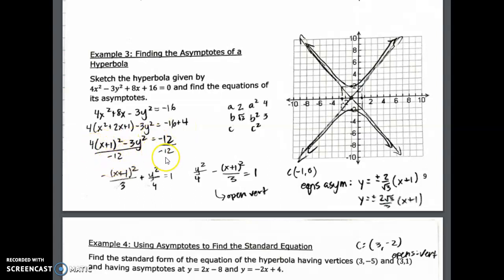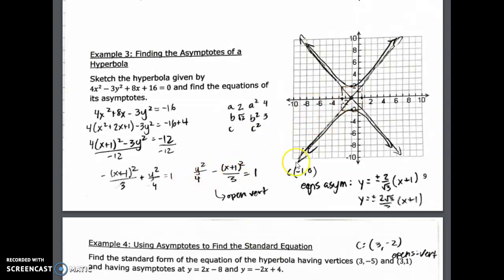So then when I do this, I end up with negative (x plus 1) squared over 3 plus y squared over 4. So in standard form of a hyperbola, we always want our positive variable to come first. So I'm just going to switch the order. I can see that this is actually going to be an up-down opening hyperbola that's centered at the point -1, 0. So there's my center point.